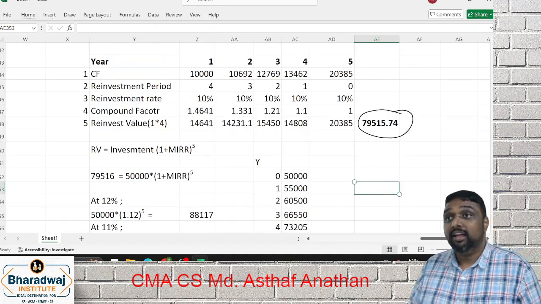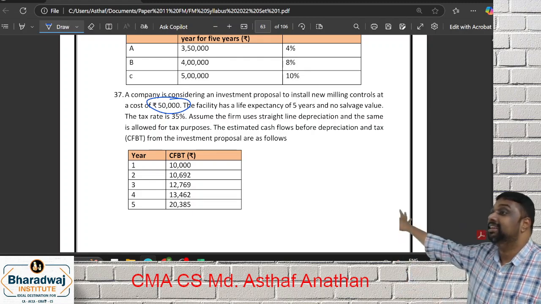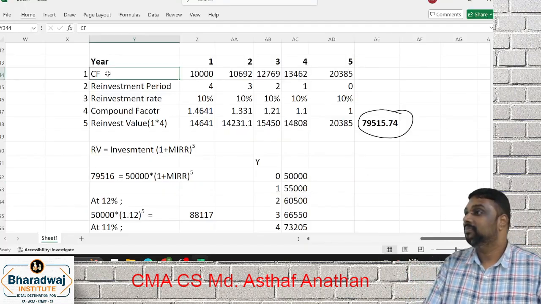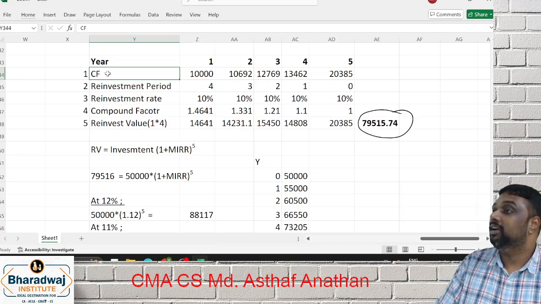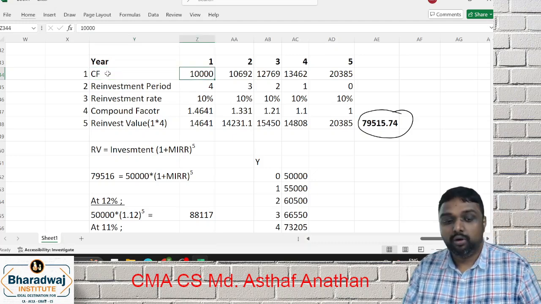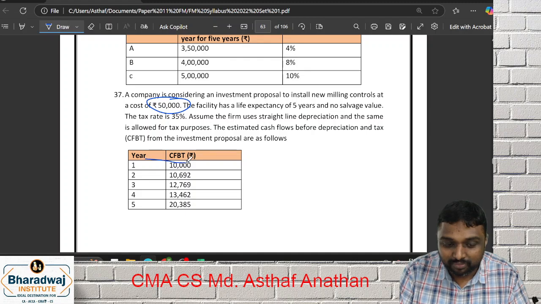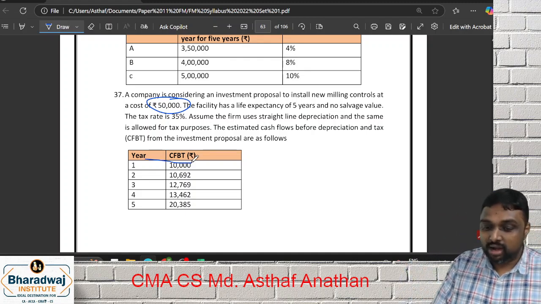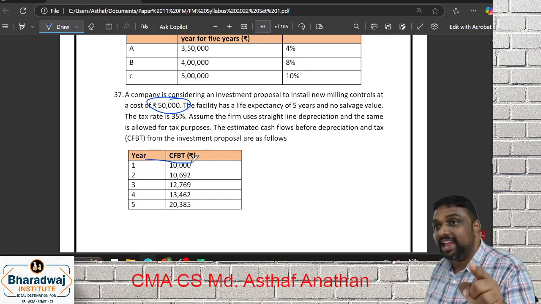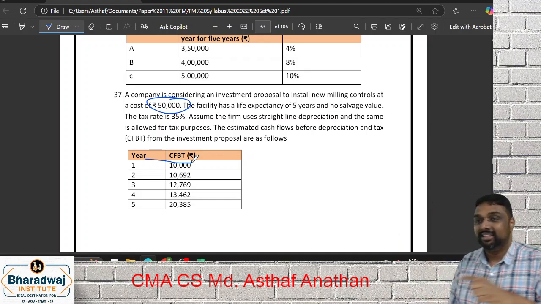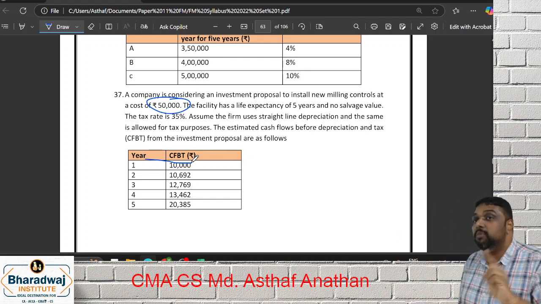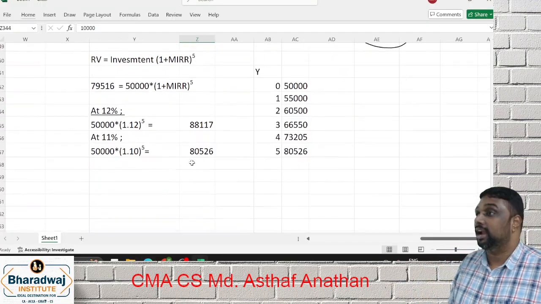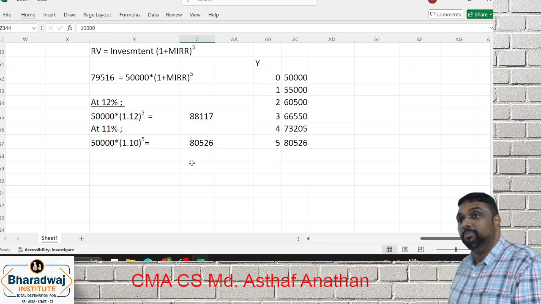My dear friends, we took 37 randomly. Actually, this 37, what is the heading I have given? Cash flow. But is this a cash flow? This is not a cash flow. This is cash flow before depreciation and tax. So we don't want to change. That is why we are getting below 10%. Actually, it should be about 10% only.